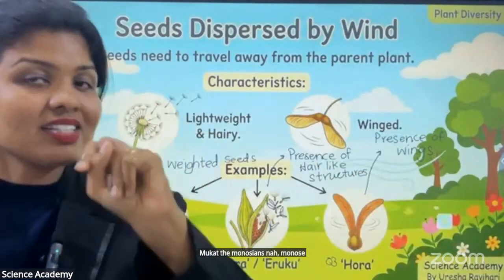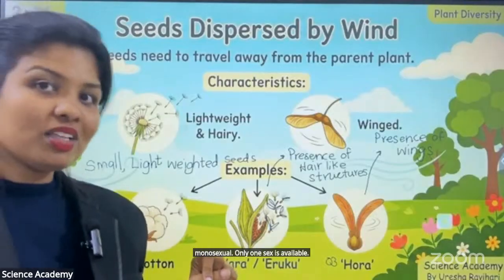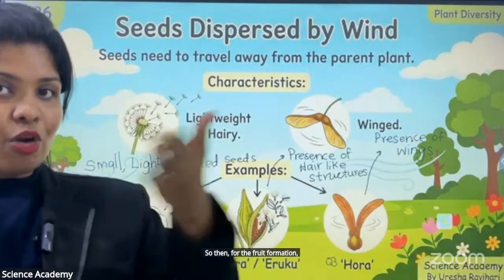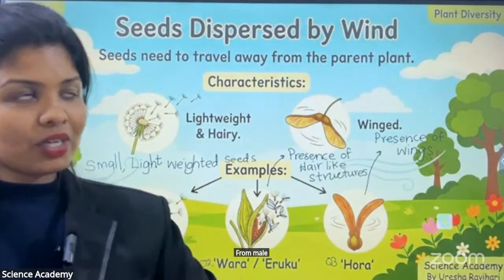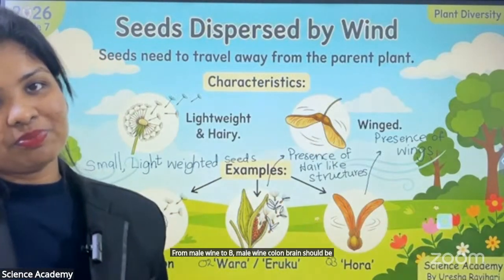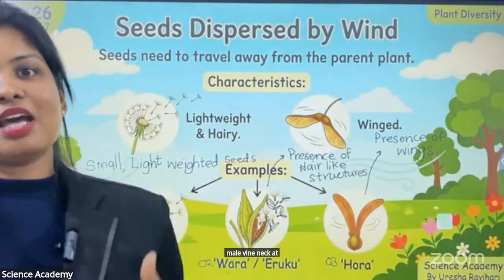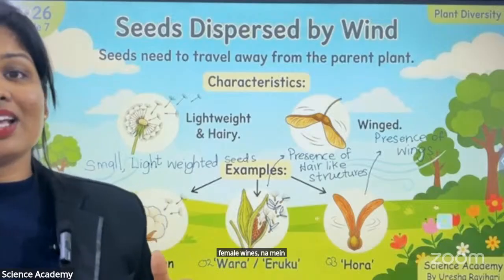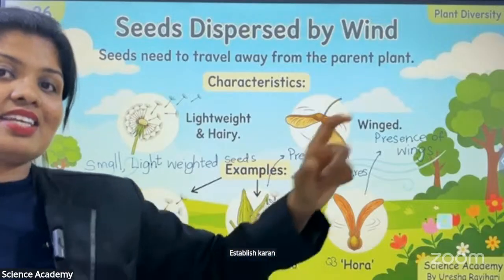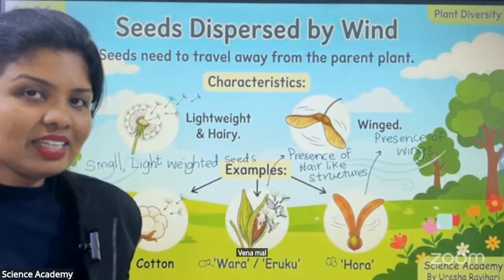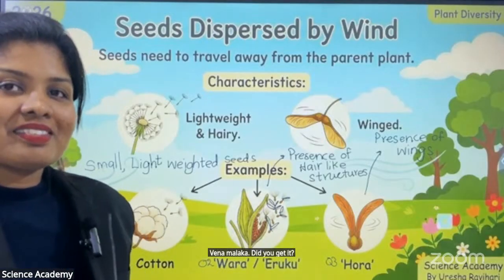Monosexual. Only one sex is available. So then, for the fruit formation, from male vine to female vine, pollen grain should be transferred. That is why farmers establish 9 female vines for one male vine. Because the gynoecium is in one flower, and the androecium is in another flower. Did you get it? Yes, teacher.